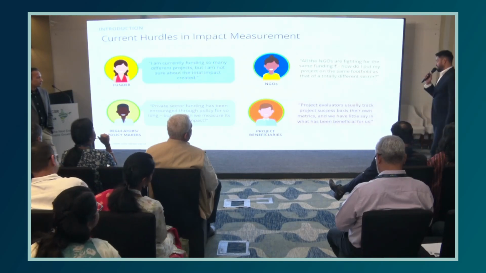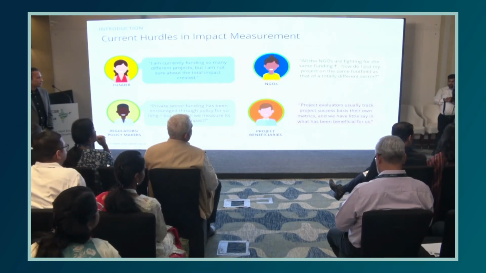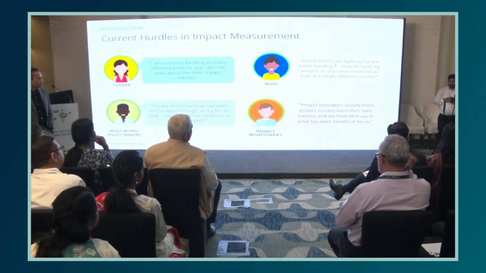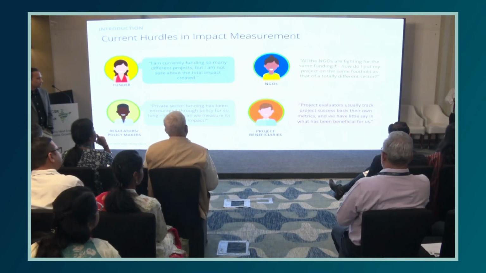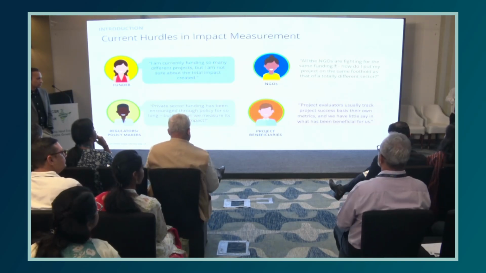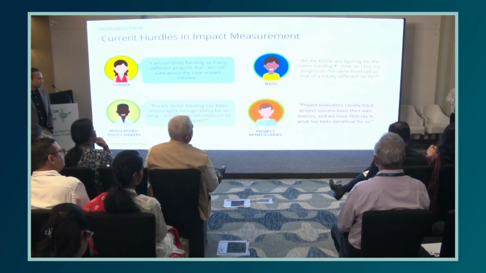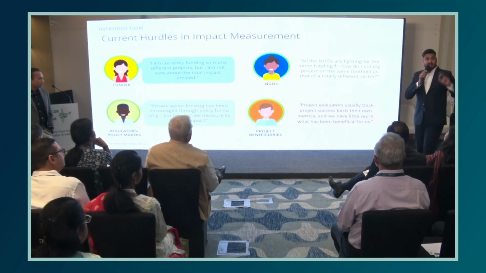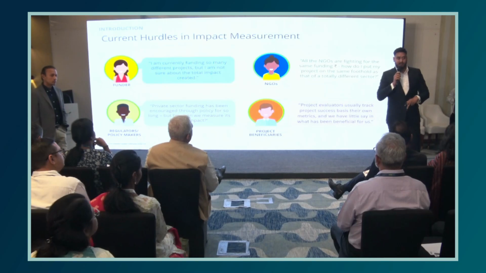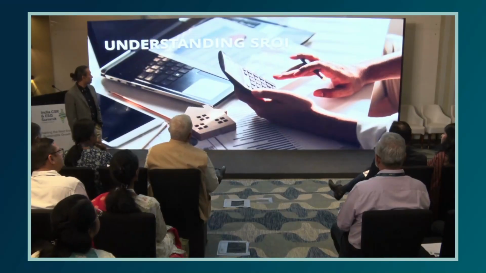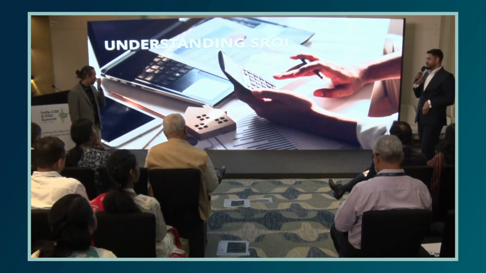And project beneficiaries, very rare someone is going to say that, but we work with about 400, 500 NGOs all over India. Somewhere we got a common theme that project evaluators usually track project success on their own metrics, right? I'm defining the MOU, I'm defining the project design, and we have little say in what has been beneficial for us. Not generic, specific. So there are hurdles, and that's why we're in the room to understand how we can evaluate newer methods of impact measurement. And now we segue into the main subject, which is understanding SROI.